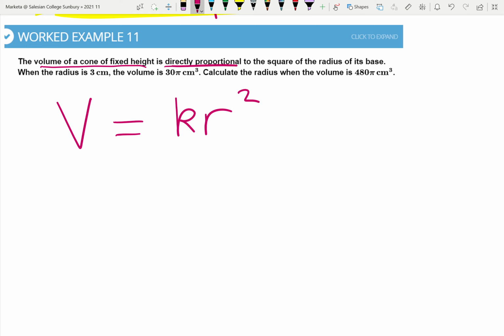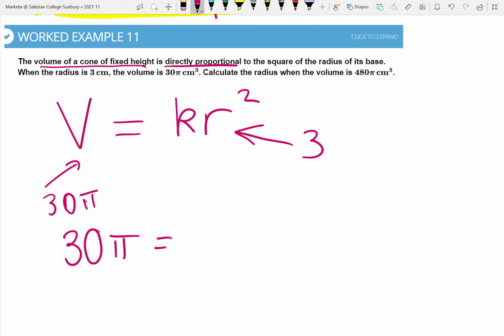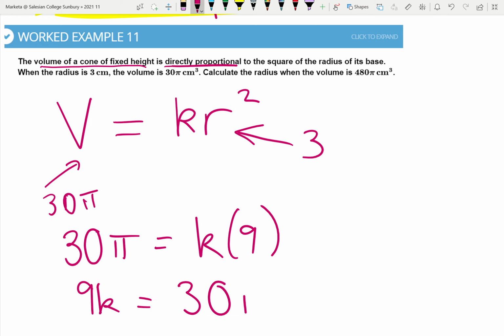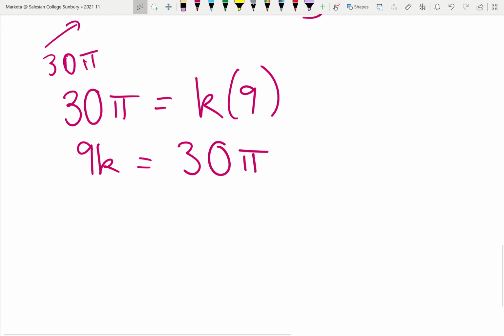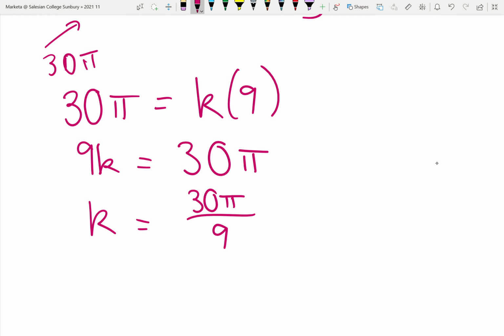When the radius is 3 centimetres, so r equals 3, the volume is 30 pi. So let's do that. 30 pi equals k, 3 squared is 9. So that means 9k is going to equal 30 pi. And well, that means k equals 30 pi over 9. Let's cancel that, we'll divide by 3. So we've just solved k to be 10 pi on 3.